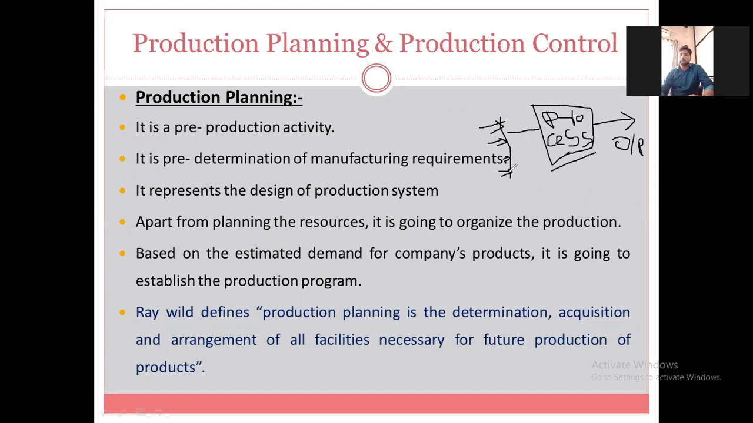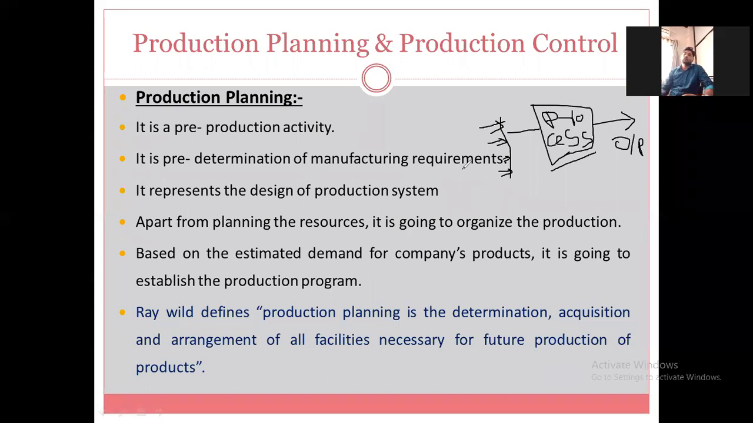So the important part is that planning is also inculcated in the design of a production system. Apart from planning the resources, it is going to organize the production. Based on the estimated demand for the company's products, it is going to establish the production program. On the basis of demand and sales of a product in the market, the program is prepared for a 1 year or 5 year time period.